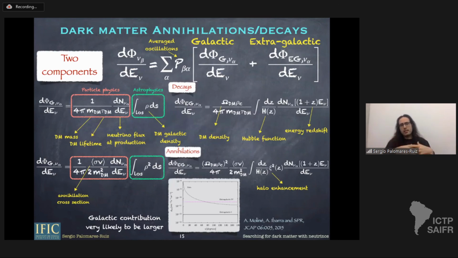In the case of decays, it depends linearly on the density. In the case of annihilation, it depends quadratically on the density. Also, let me stress that in the case of the extragalactic component for dark matter annihilation, there is this halo enhancement because the square of the average is different from the average of the square, and that introduces a factor which can be 10 to the 4, 10 to the 5, and there are uncertainties in that. But even taking all those uncertainties, it turns out that the galactic contribution for annihilations is very likely to be larger than the extragalactic one.